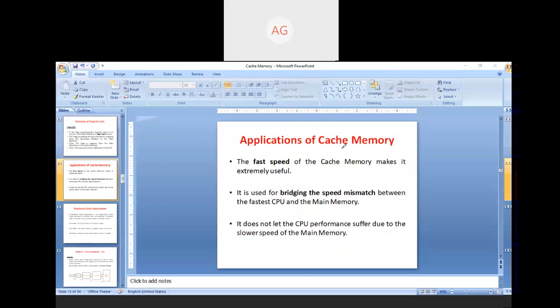The next topic is applications of cache memory. These are some important applications of cache memory. The fast speed of cache memory makes it extremely useful, so that's why we are using the cache memory for interacting with the CPU. The second is that it is used for bridging the speed mismatch between the fastest CPU and the main memory. So basically, its main task is to bridge the speed mismatch between the CPU and the main memory.